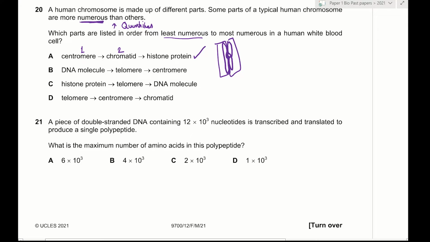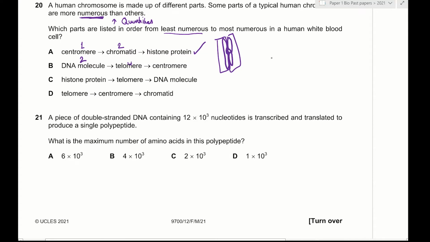B. DNA molecule. We all know that we have two DNA molecules in each chromosome. Telomeres. We have 4 telomeres at the end of each chromatid. So here are the 4 telomeres at the end of each chromatid. And for the centromeres, we have 1 centromere. So this is incorrect. For histone proteins, as we said, we have millions. For telomeres, we have 4. And DNA molecule is 2. This is also incorrect. So the only correct answer is therefore going to be A.